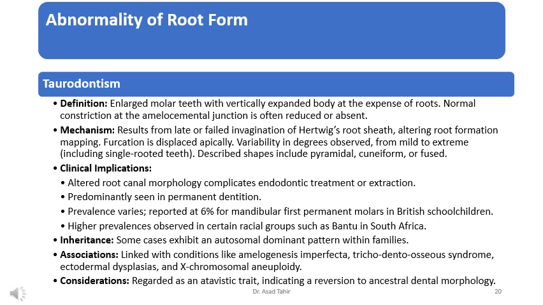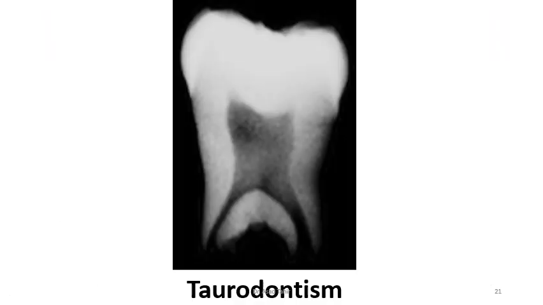Inheritance: in some cases an autosomal dominant pattern within families. Associations: linked with conditions like amelogenesis imperfecta, trichodontoosseous syndrome, ectodermal dysplasias, and X-chromosomal aneuploidy. Considerations: regarded as an atavistic trait, indicating a reversion to ancestral dental morphology.